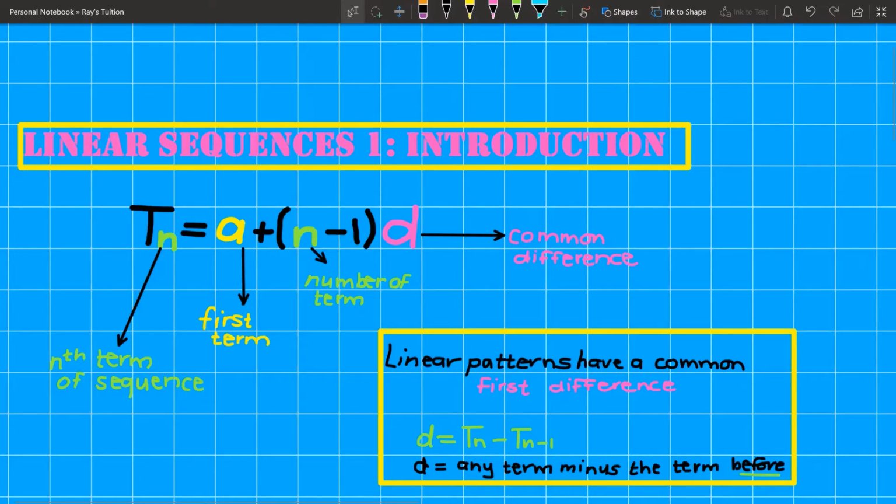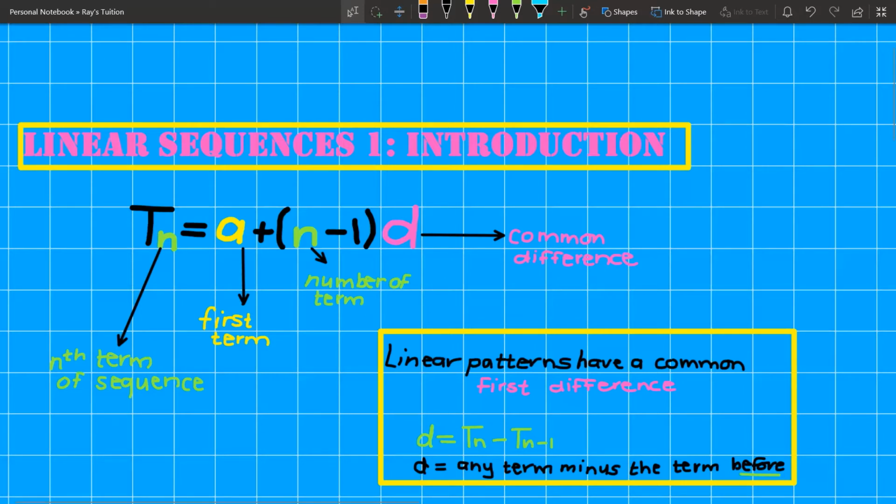So first of all, the formula for a linear pattern is Tn is equal to A plus (n minus 1) times D. And each of these things represents something in the pattern. So Tn as a whole represents the nth term of a sequence. A represents the first term in a sequence. N is the number of that term in the sequence. And finally, D is the common difference.